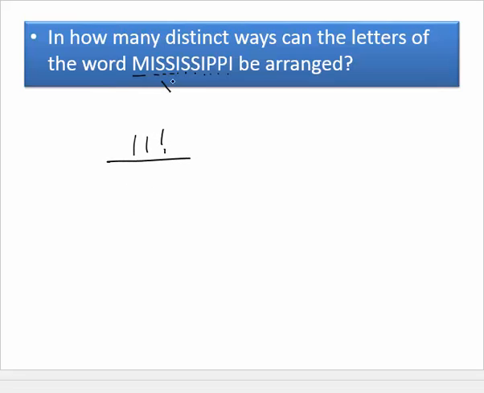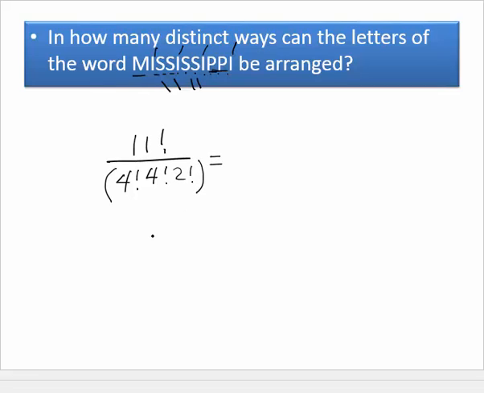And the S repeats itself 4 times, so I have a 4 factorial there. The I repeats itself 4 times, so I have a 4 factorial there. Is there anything else that repeats? The P repeats itself twice. So to find out how many distinct ways the letters in Mississippi can be arranged, you do 11 factorial over 4 factorial, 4 factorial, 2 factorial. We did one like this in the last lecture, and I'm running short on time, so I won't actually complete the problem. But remember, you need to put that in parentheses when you put it into your calculator in order to get the right answer.